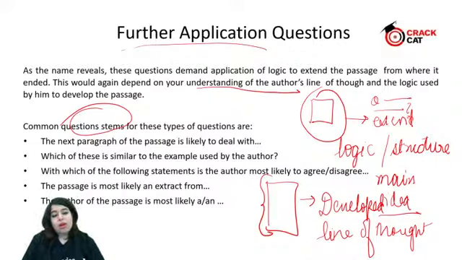The passage is most likely an extract from... This is a very popular question where they give you four options and you have to decide whether the passage is coming from a thesis, a book review, a newspaper editorial, or probably a history book, or something like that. So, you have to measure the contents of the passage. What is the author's tone? A lot of elements will come together before analyzing what should be the correct answer for this kind of question.